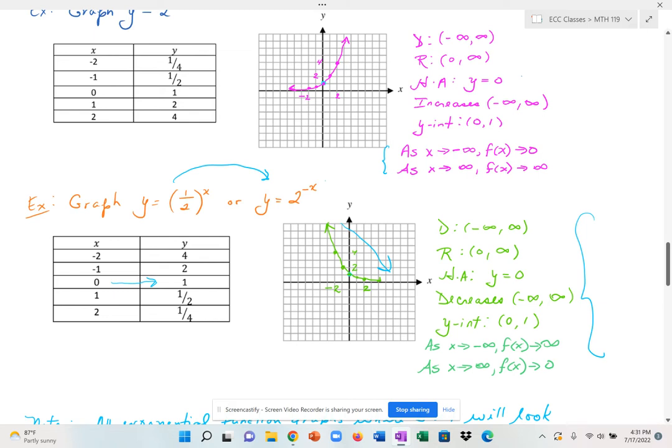So again, just to review some of the attributes, your domain is all real numbers, your range is all positive numbers, your horizontal asymptote is the line y equal to 0. Here you can see the graph is getting close to the x-axis, that is the line y equal to 0. The graph is decreasing over all real numbers. You have a y-intercept at 0, 1. And then these two state that as x approaches negative infinity, as you go that way, your f of x goes to infinity. But as x approaches infinity, your f of x is going towards 0.